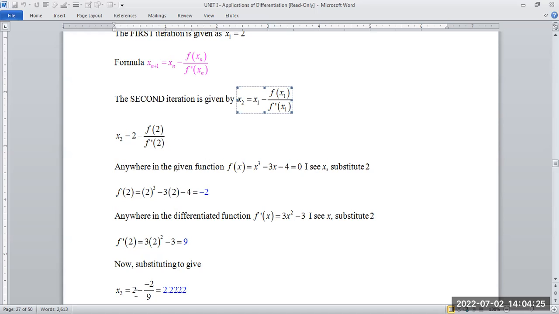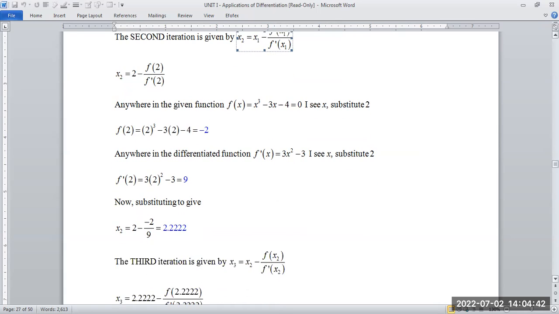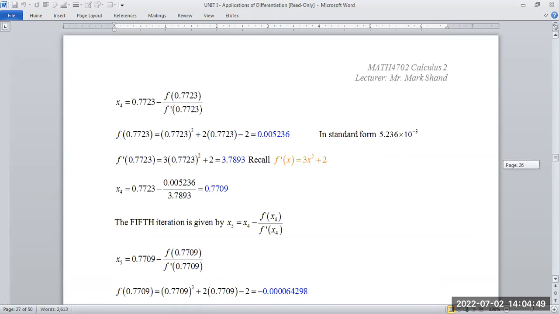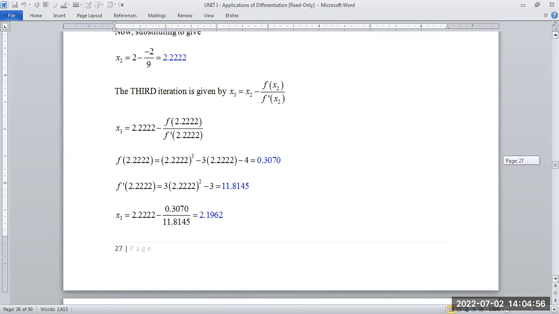And I'm going to evaluate it, and I'm going to get 2 minus negative 2 over 9. But these two negative numbers, when they combine like this, they become positive, because a negative number being multiplied by another negative number gives you a positive number. So what you're going to end up with is 2.2222. They did ask for 3 decimal places, so I'm working with 1 more, so I'm working with 4 decimal places. Whatever number of decimal places they ask you to work with, use 1 more than that.